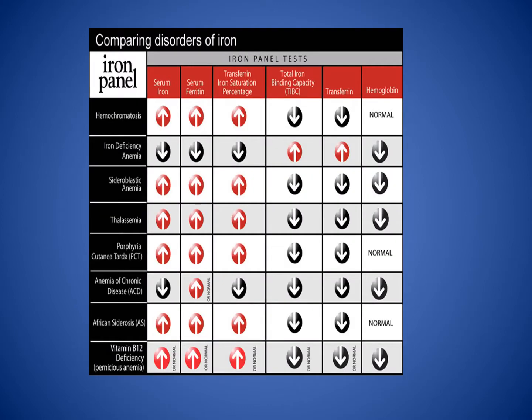I thought this chart was really good because it helps you understand what you would see in your iron studies, and from those iron studies, what is the actual differential diagnosis that would be your lead. So I thought this slide would be very helpful to you to help explain that.